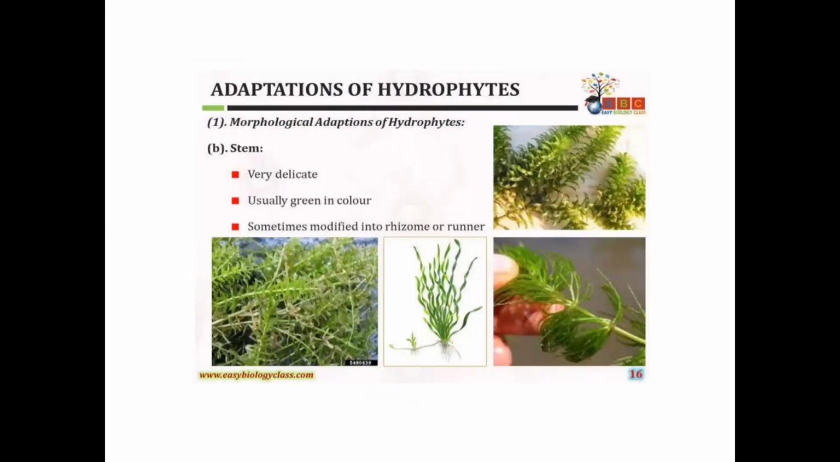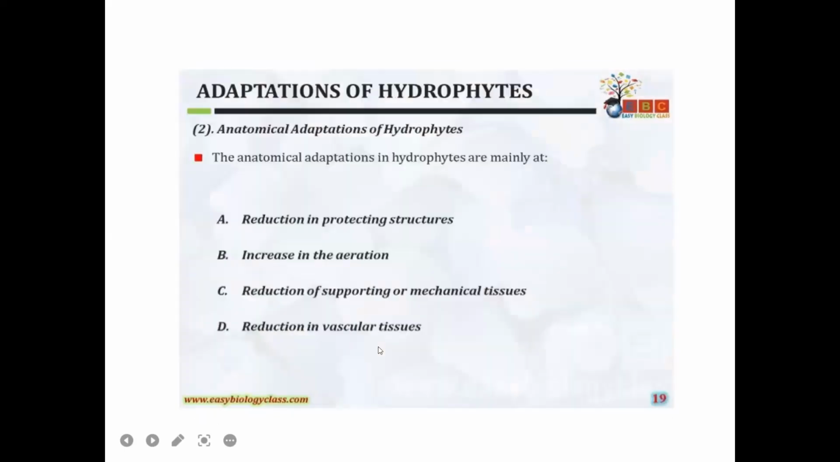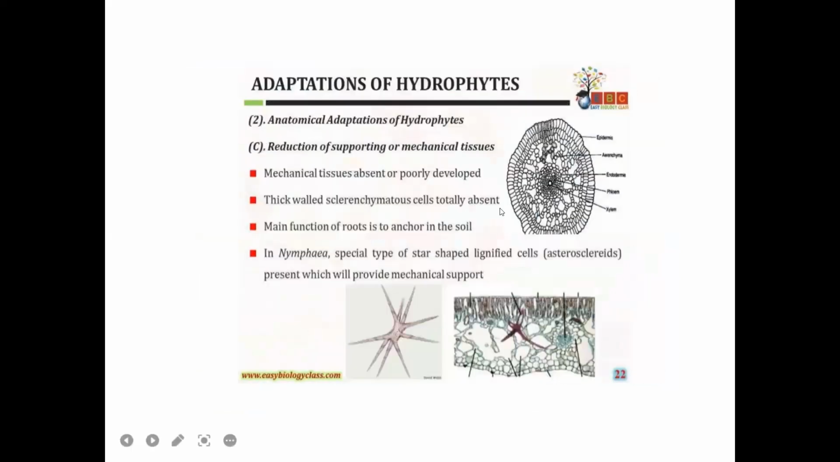The important points to note down: spongy petiole, which is seen in Eichhornia. The petiole, the stalk of the leaf, is spongy and swollen, and it helps in buoyancy. Another point: asterosclereids, the lignified cells, are star shaped and are present in Nymphaea.